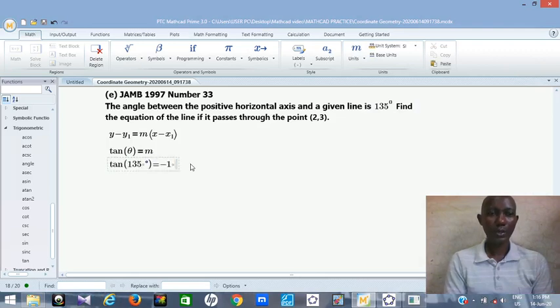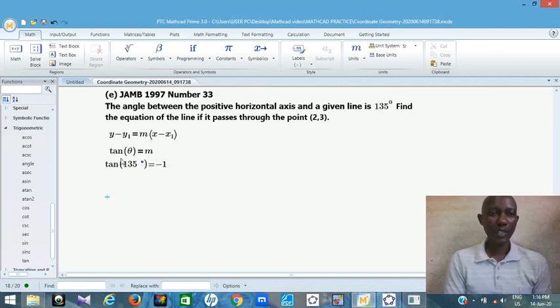So it's going to be equal to minus 1. You can see it. So tan 135 degrees is minus 1. So that is the gradient. So gradient is equal to minus 1. So that is all we need here. I can close this now.